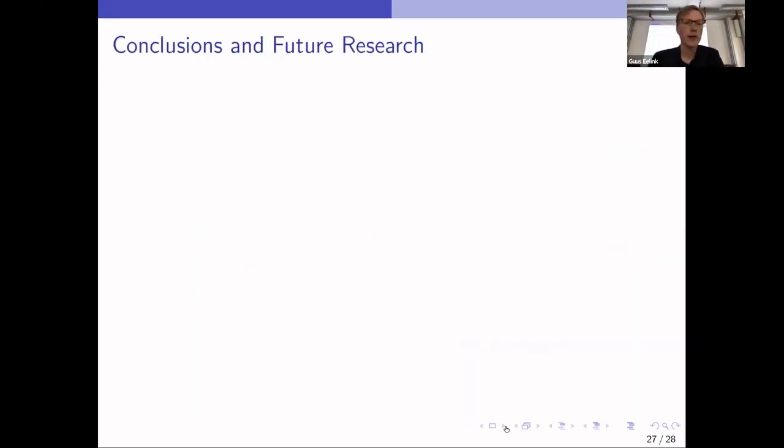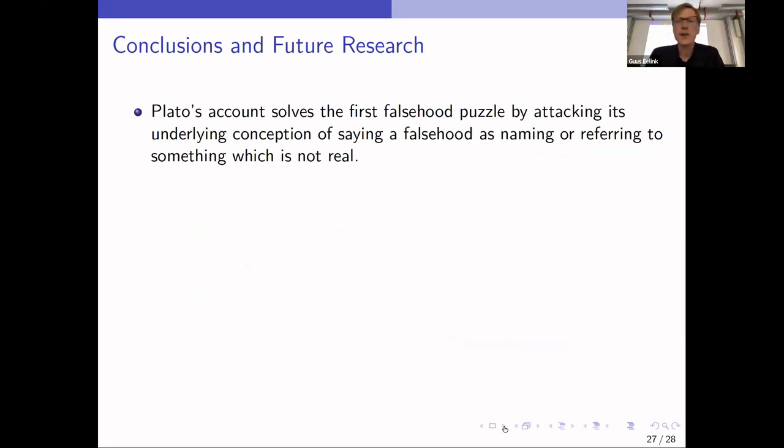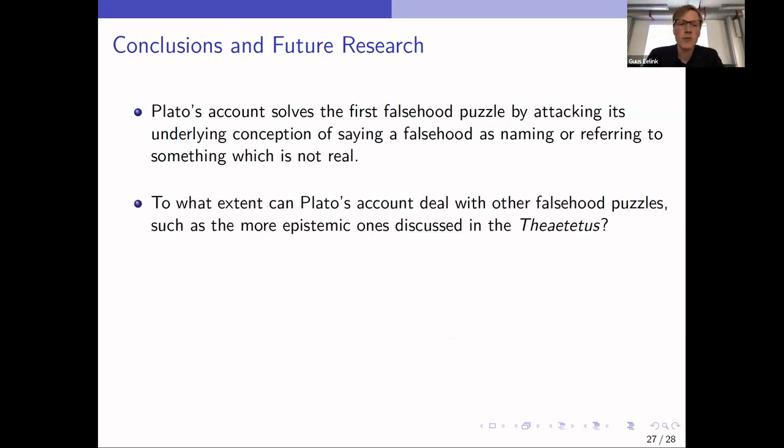Okay, so that brings me to the end of my talk with some conclusions and directions for future research. So I have argued that Plato's account solves the first falsehood puzzle by attacking its underlying conception of saying a falsehood as naming or referring to something which is not real. Now, a question that one might then ask is, to what extent can Plato's account deal with other falsehood puzzles, such as some of the puzzles that you get in the Theaetetus, which have a more epistemic character. There is also that puzzle in the Theaetetus, which I mentioned earlier, which I think is strikingly similar to this puzzle, but you have other puzzles which have a more epistemic character. And does Plato's account also help to solve those?